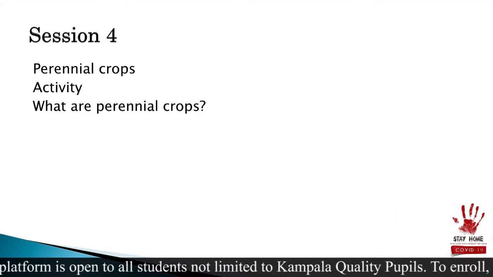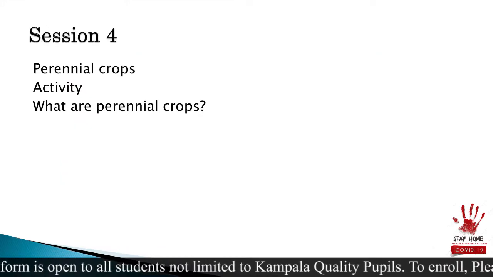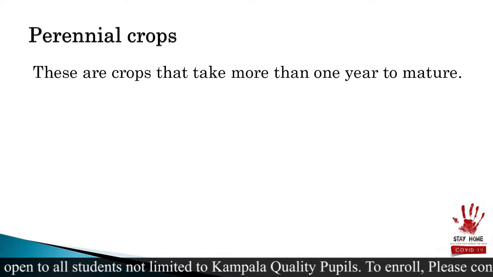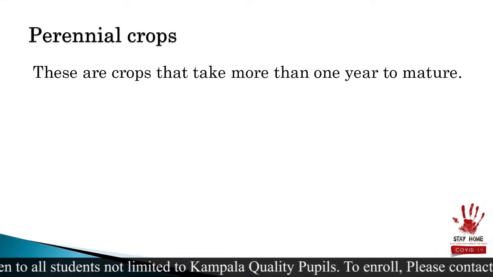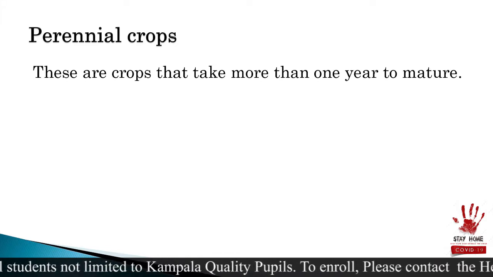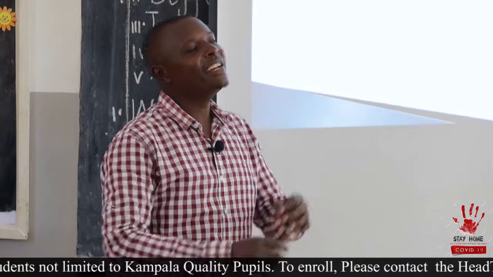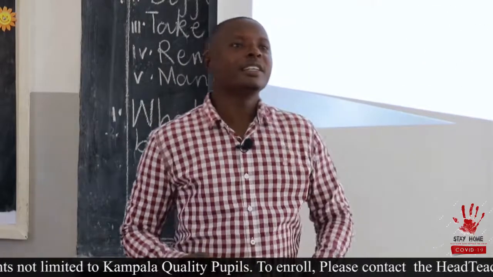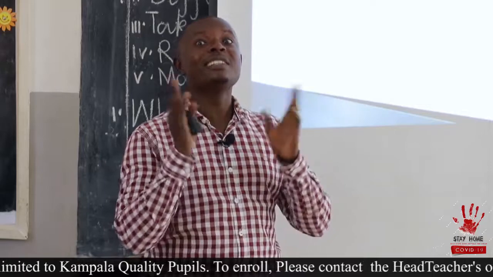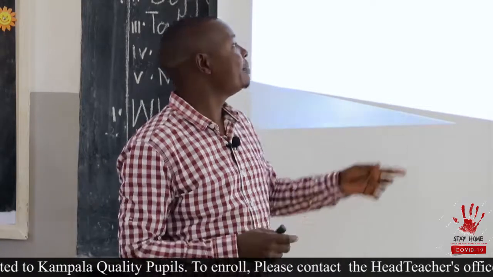Now, what are perennial crops? Perennial crops are crops that take more than 1 year to mature. You will plant them in January, then you wait, the year ends. Another year comes and goes. Which crops are those that can take long? Now, don't bring maize here.